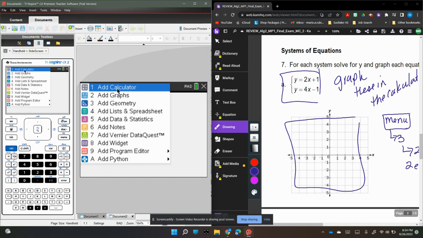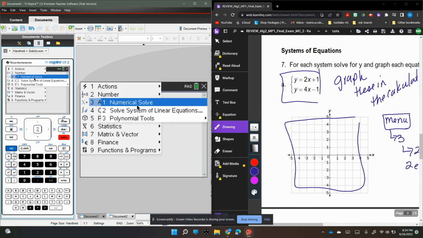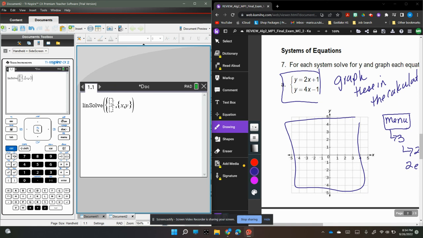So first you're going to do add calculator. Then you go to menu, 3 algebra, 2 linear solve, select 2 equations, hit OK, and then here you're going to type in the equation. Y equals 2x plus 1. And right here you're going to type in y equals 4x minus 1. Hit enter, and those are your two solutions.